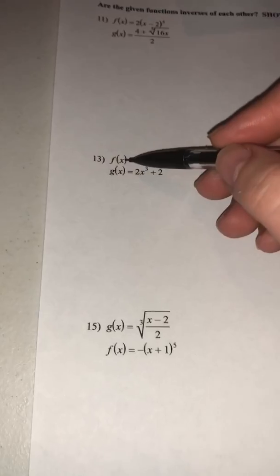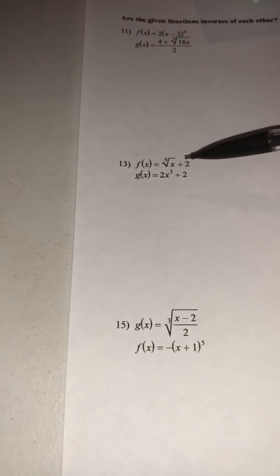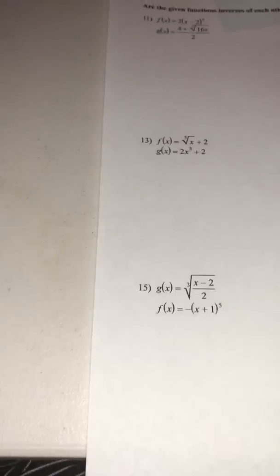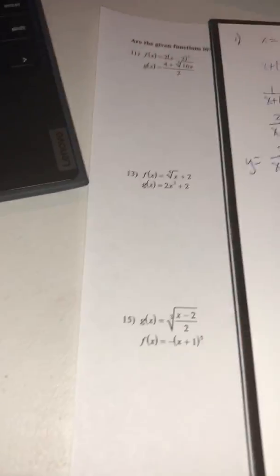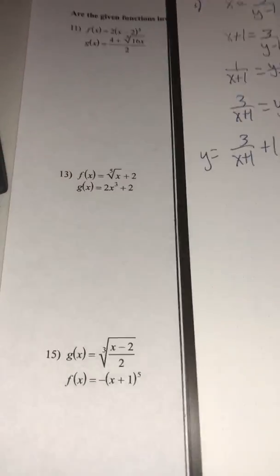So how can you do this? You're going to compose them with each other. So you're going to do g of f of x and f of g of x. And if they simplify out to be x both ways, then yes. So real quick, let's try 13.